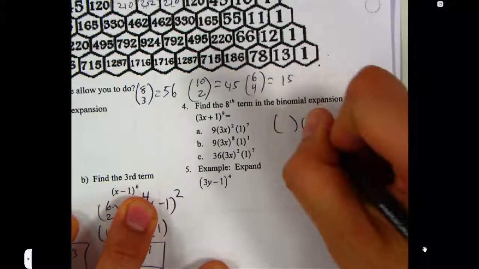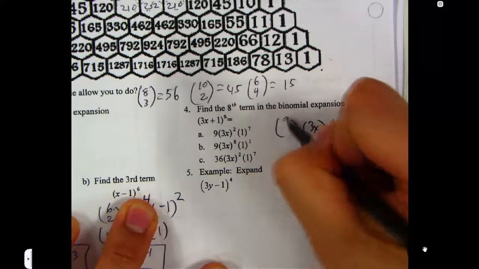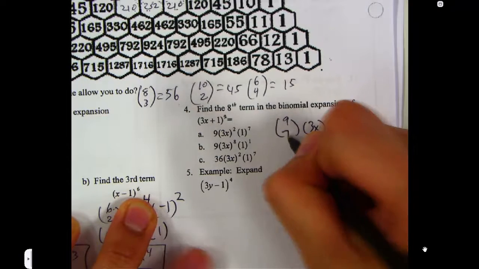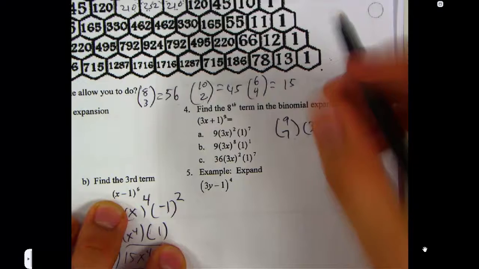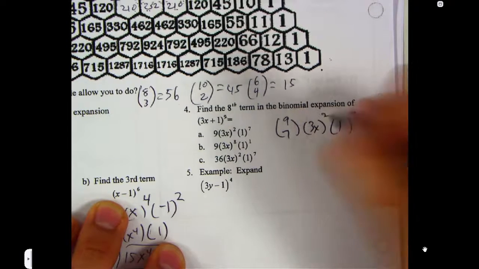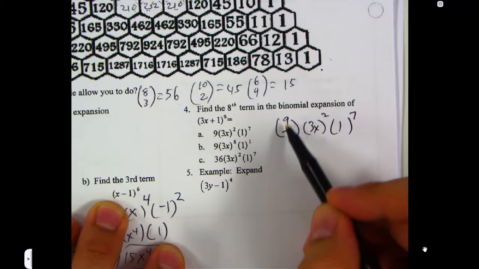The first term is 3x, so we put there 1, and then the power is 9, so we put 9. The 8th term: 0, 1, 2, you get to 7. Okay? 7 goes in the exponent of 1. 9 minus 7 is 2. Okay? We want to find 9 combination 7.